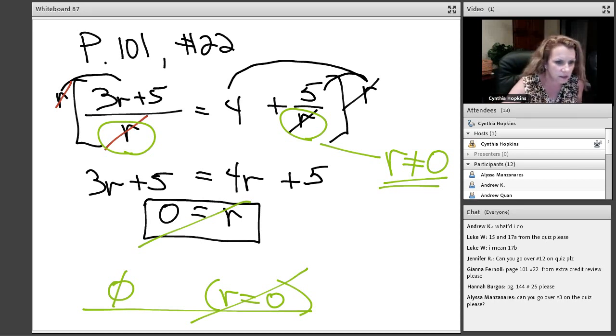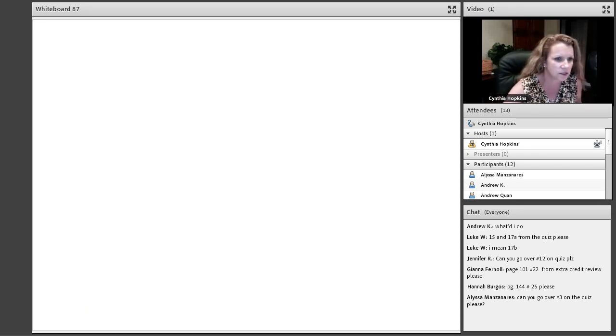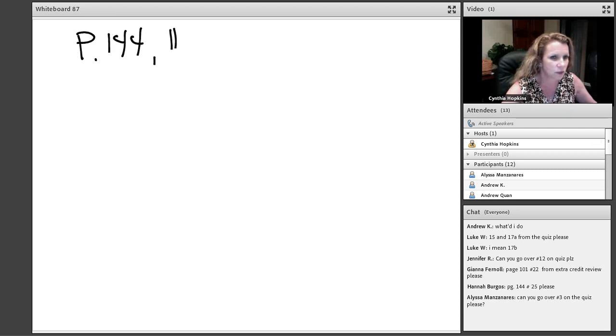Okay, and that's perfect timing because that brings us to the second type of situation that can produce extraneous roots. Doesn't mean it will, but it can. All right, page 144, number 25.